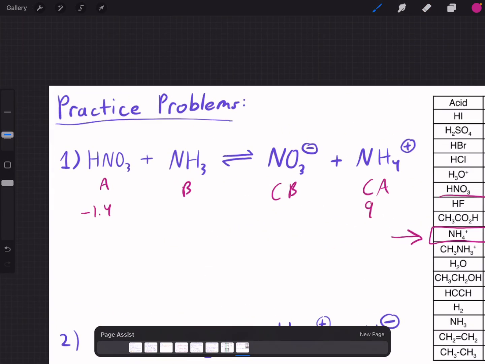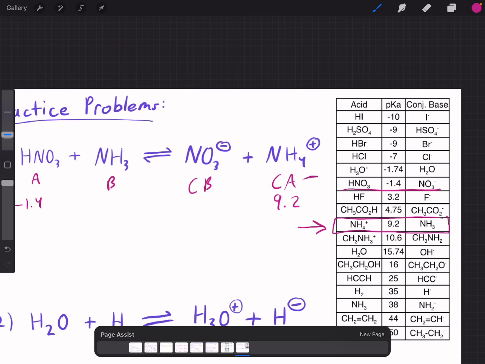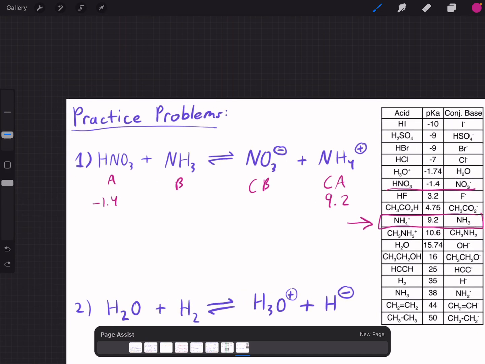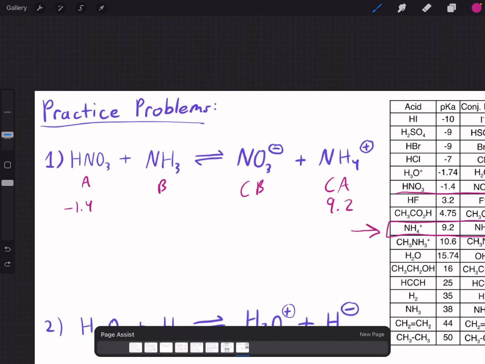So now I'm going to give 9.2 to the conjugate acid. Remember, we only care about the acid when we're talking about pKa. Now, I'm going to take the difference. Like I mentioned before, the order of subtraction doesn't matter.